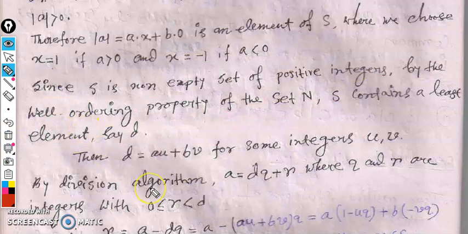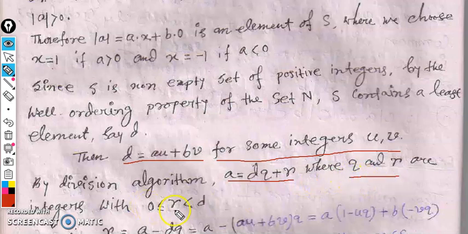Since D is the least element, D can be written as AU plus BV, because every element of this set can be written as AX plus BY, here with X equal to U and Y equal to V, for some integers U and V. By the division algorithm, if we divide A by D, this can be written as A equals Dq plus r, where q and r are integers, and the value of r lies between 0 and D.